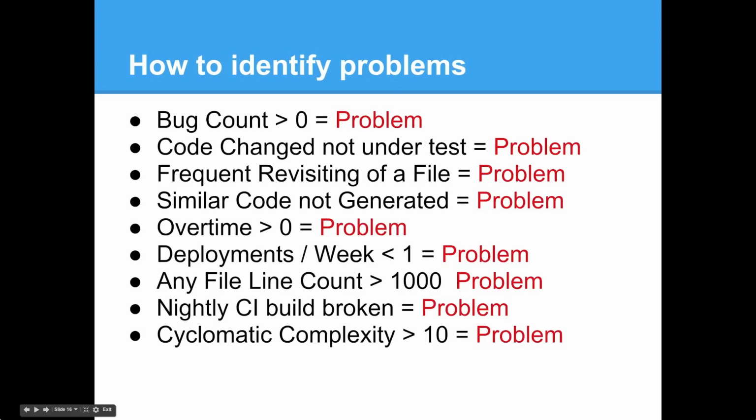Any file line count greater than 1,000, find it and refactor once you're under test. Nightly continuous integration build broken. That shouldn't even happen, but if it does, that should be a top priority. Cyclomatic complexity greater than 10, your code is too complex and you should break it down and refactor until the cyclomatic complexity has been reduced dramatically.